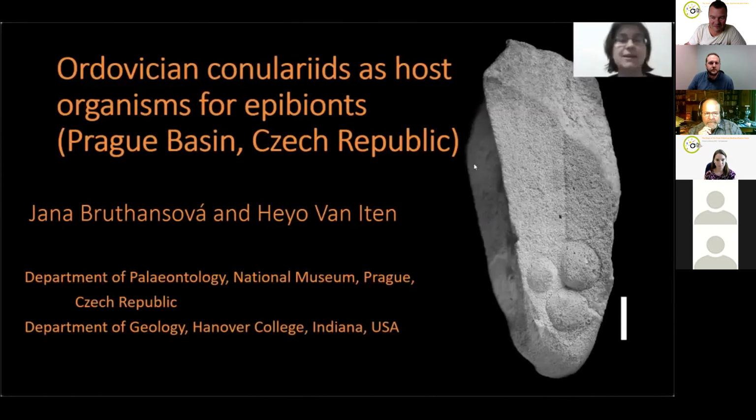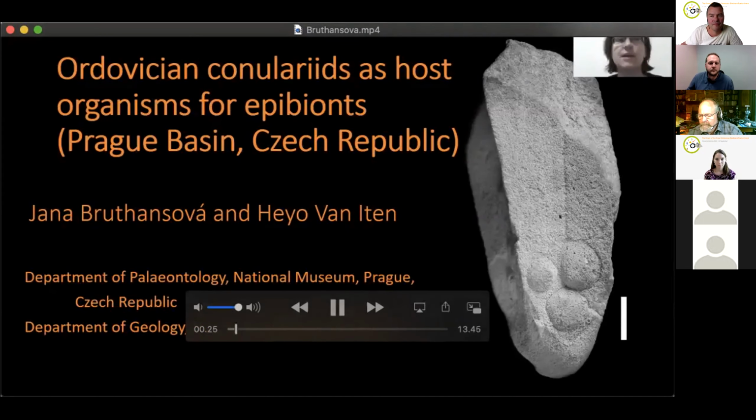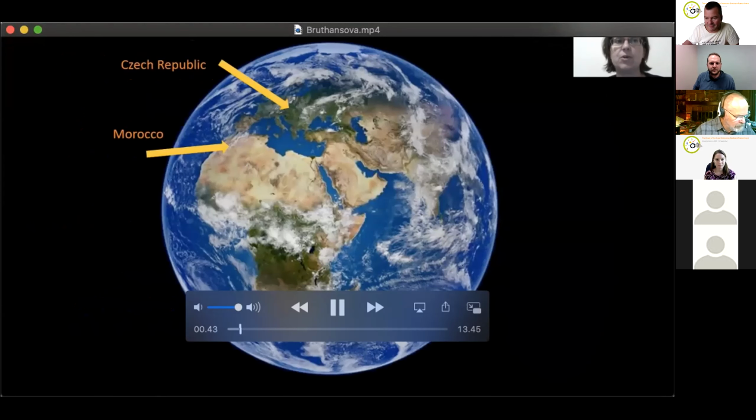Dear colleagues, let me introduce you to our research focused on Ordovician conulariids from Bohemia, which served as host organisms for diverse epibionts. My name is Jana Bruthansová, and I am working in the National Museum in Prague. And my co-author Heyo van Iten is teaching at Hanover College in Indiana. We investigated conulariid material from the Upper Ordovician of Morocco, and mainly from the Ordovician of the Czech Republic, which is located in the middle of Europe.